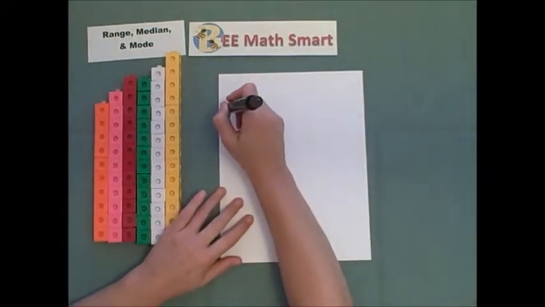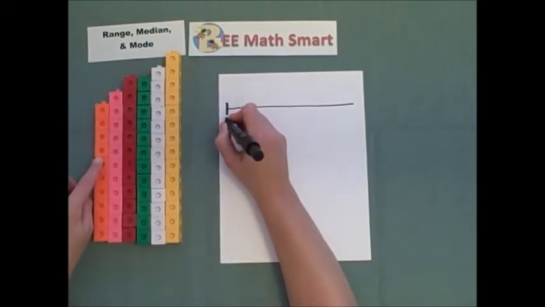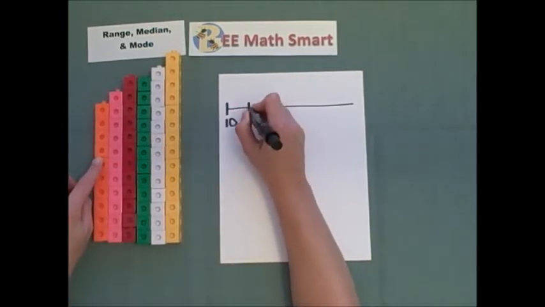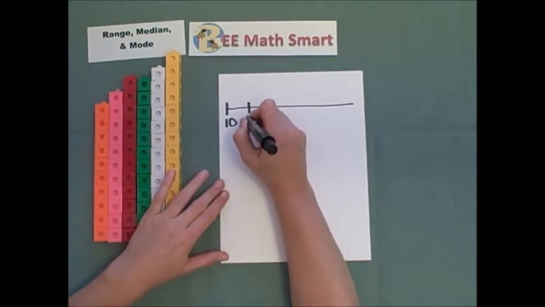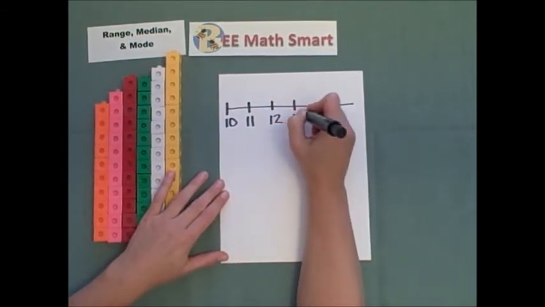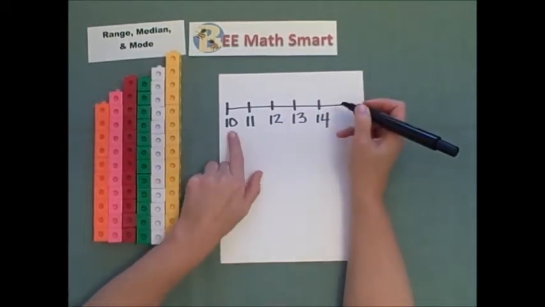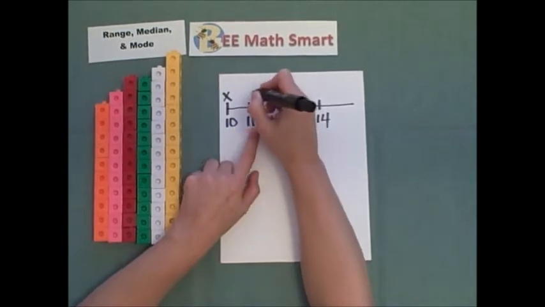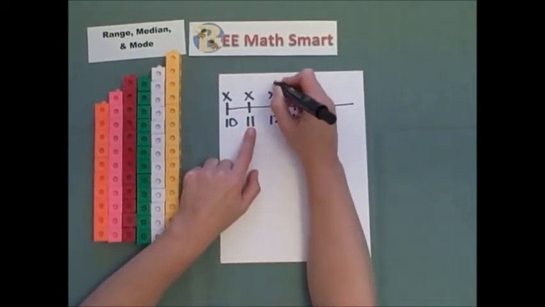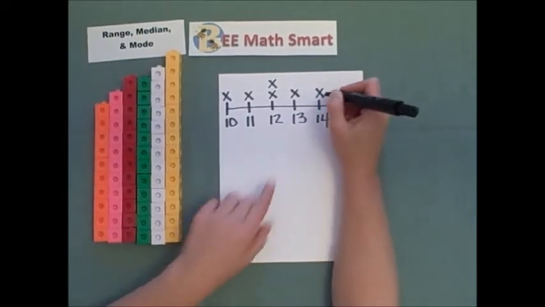So once again, start with your line plot. I'm starting at 10, and I'm ending still with 14, so it's still the same. Okay. I have one 10, one 11, two 12s, one 13, and one 14.